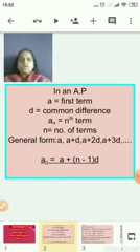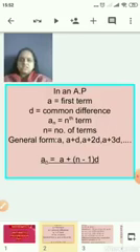In an AP, a is the first term, d is the common difference, an is the nth term, n is the number of terms. So the general form is a, a plus d, a plus 2d, a plus 3d. And the last one is the formula, that is an equal to a plus (n minus 1) into d. This is the same thing we have learned in our previous session.